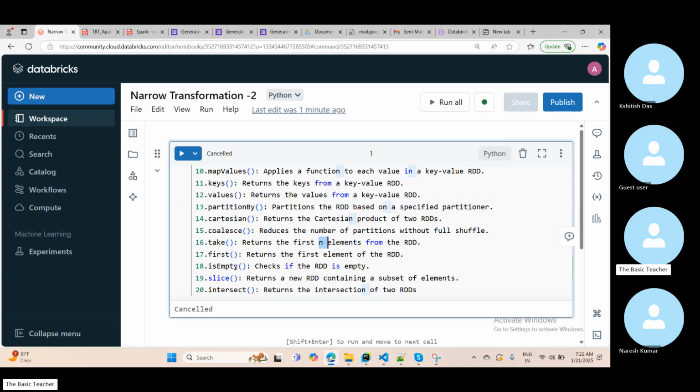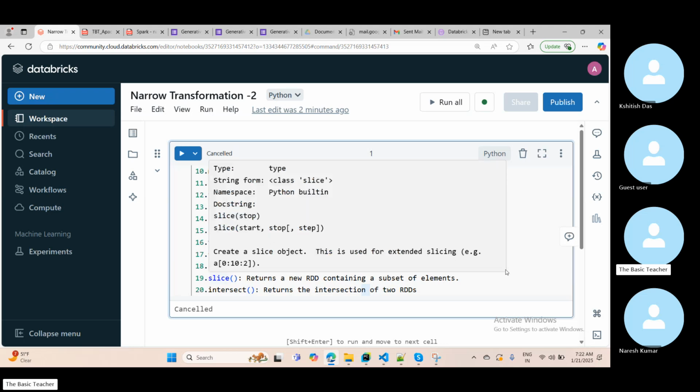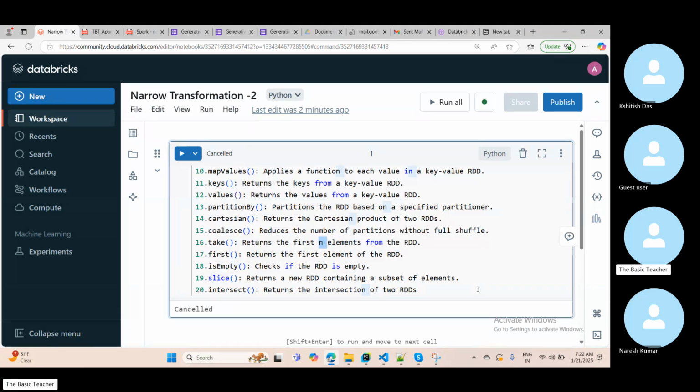Then isEmpty. isEmpty is something that is very crucial for your development. Whenever you are doing any development, we should adopt the best practice. What is the best practice we are going to adopt? Let's say you have a data frame and you are trying to process it, and based upon the data frame you want to manipulate it.